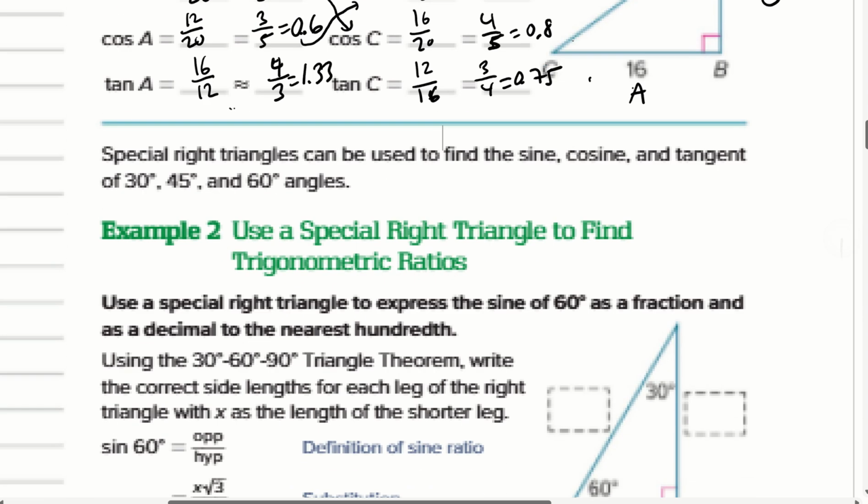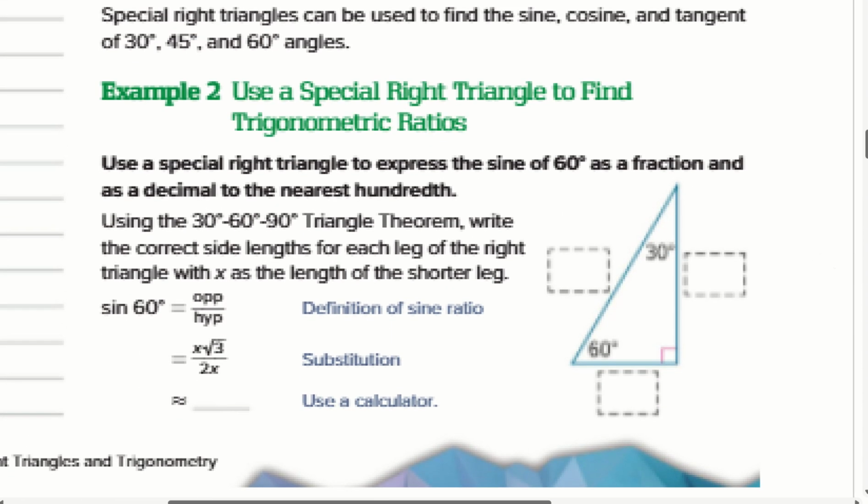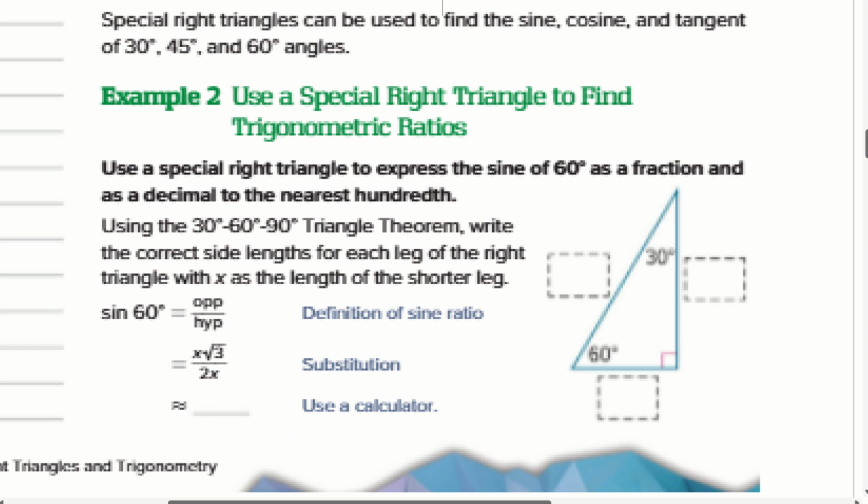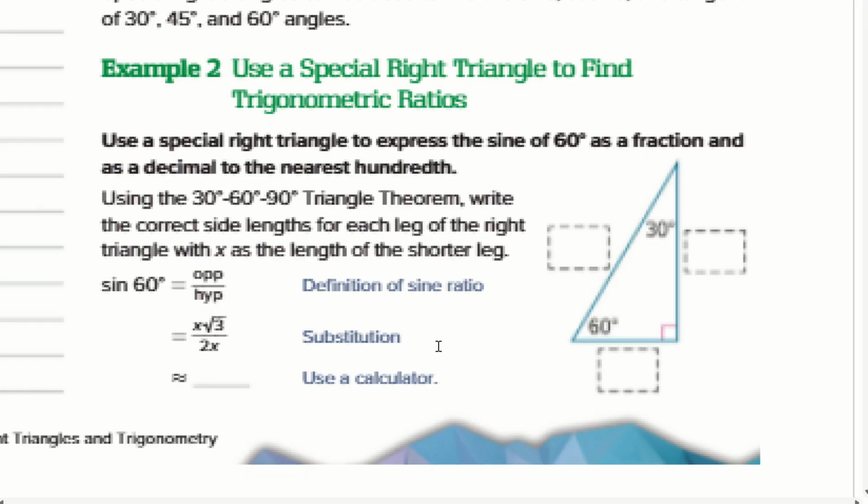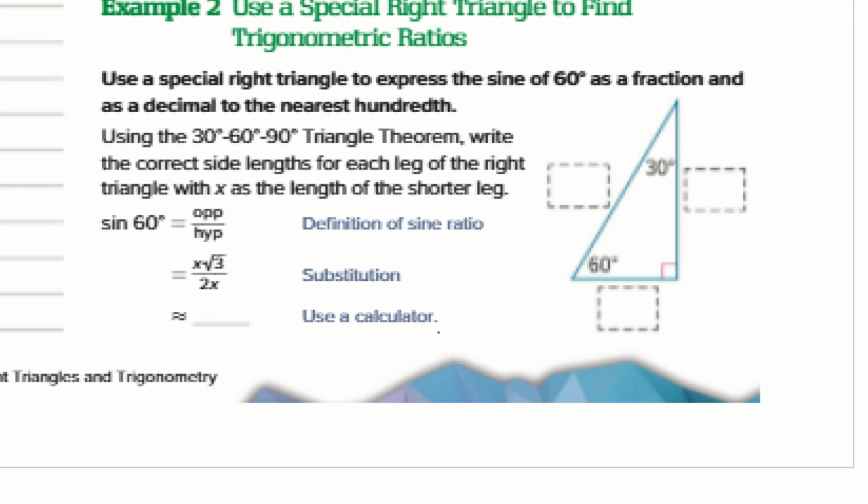All right, so we noted a couple patterns, and we can also use what we learned about special right triangles to find sine, cosine, and tangent. Okay, so let's say we wanted to do the sine of 60 degrees. We're going to draw the 30, 60, 90 triangle. And remember that in the 30, 60, 90 triangle, the sides are x, x square root of 3, and 2x.